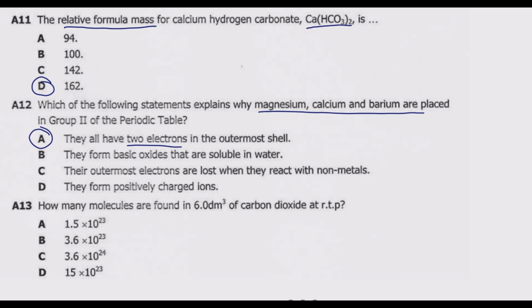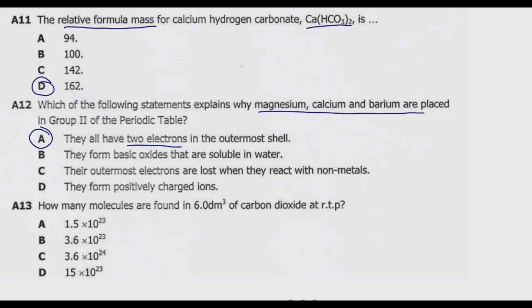These elements are very reactive, but less reactive than the alkalis. The alkalis are group 1 elements. One thing you also need to know is that their reactivity increases as you move down the group. They also react with cold water, but they are less vigorous as compared to the alkalis, which belong to group 1.